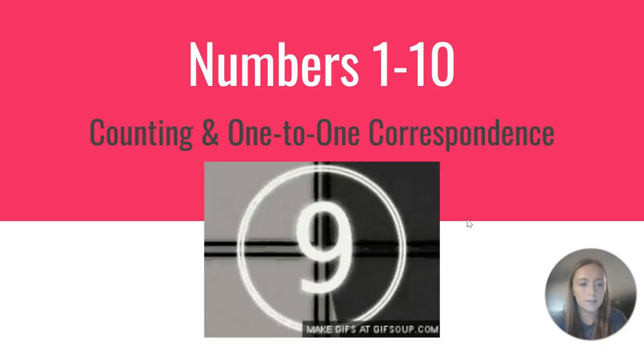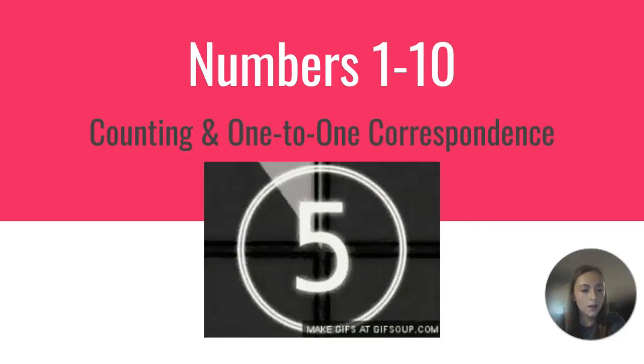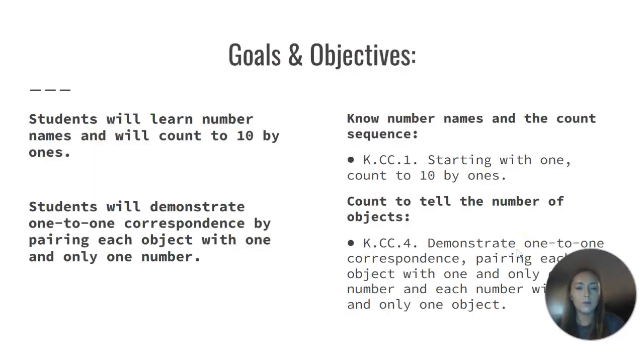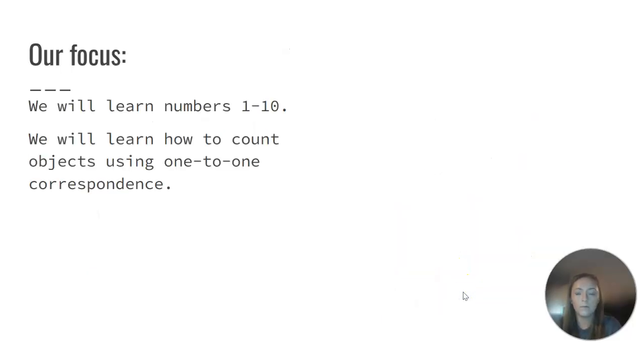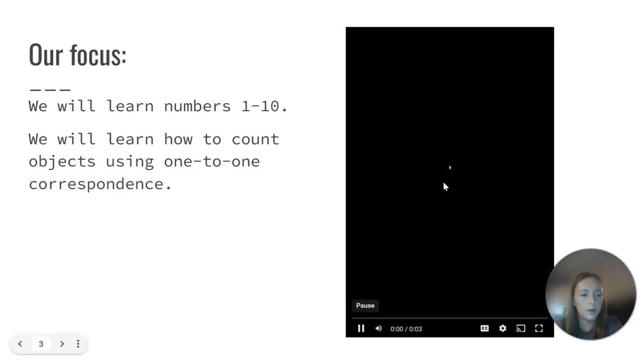Our lesson today will be on numbers 1 through 10, and we will focus on counting and one-to-one correspondence. For goals and objectives, our students will learn number names and will count to 10 by ones. Students will demonstrate one-to-one correspondence by pairing each object with one and only one number. So we will learn our numbers to 10, and we will learn how to count objects using that one-to-one correspondence.